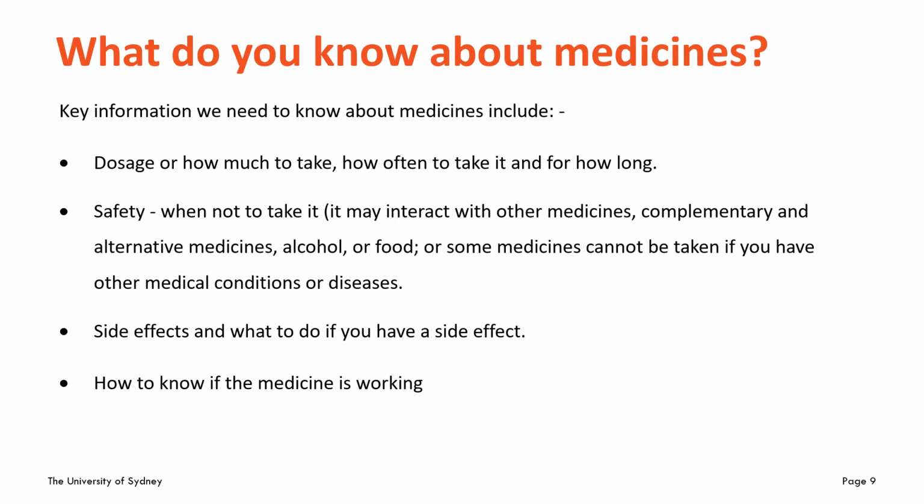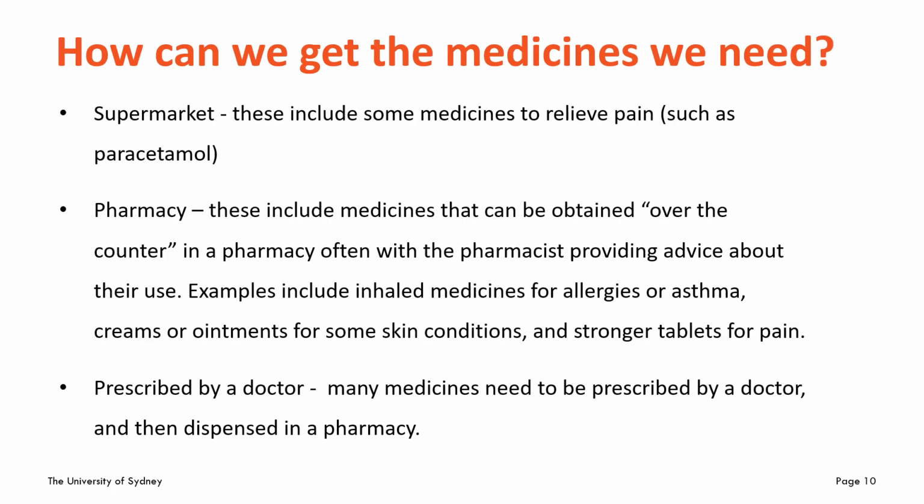And then we also want to know how the medicine is going to work. So what's the benefit from this medicine? How do we know if this medicine is working for us? Lots of information that we need to know. And all of this kind of information about medicines can be obtained from the doctor or the pharmacist, or from written medicine information from the websites we mentioned, or from inside the box. So where can we get medicines?